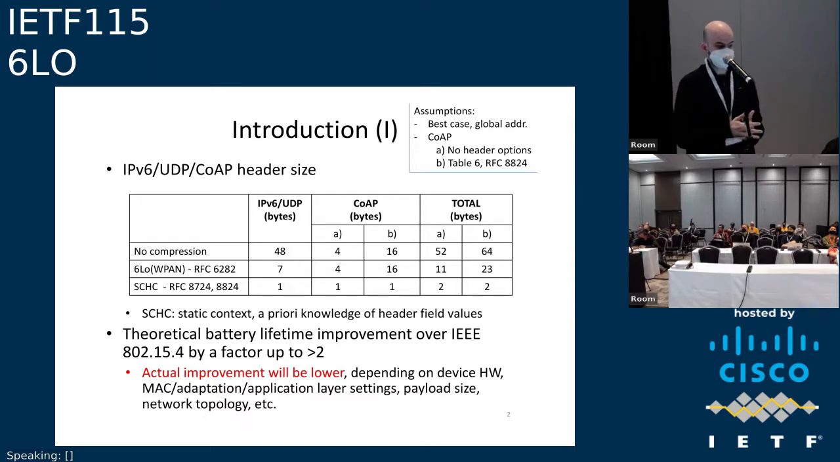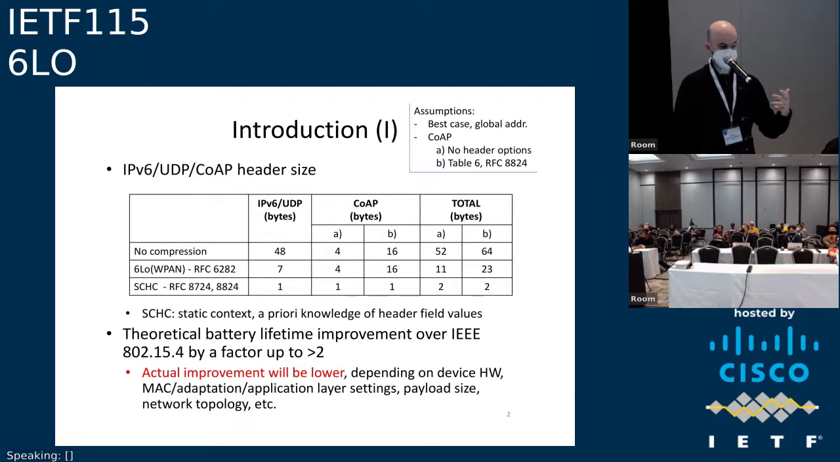That's because SHIC uses static context based on a priori knowledge of the header field values of the packets that will be transmitted. Then if we also take into consideration an application layer protocol like CoAP, there is no 6LoWPAN-style header compression defined for CoAP, but there is a way to compress CoAP headers with SHIC. So here we are considering two cases of CoAP headers. Case A means no header options, which means a header size of 4 bytes. Case B corresponds to the example in table 6 in RFC 8824, where the CoAP header size is 16 bytes.